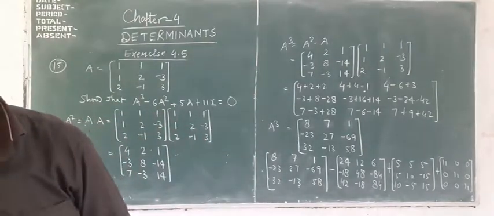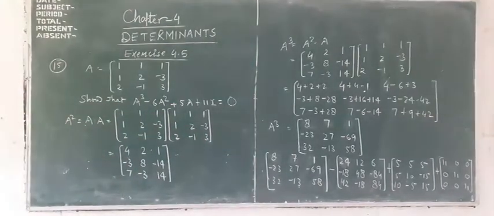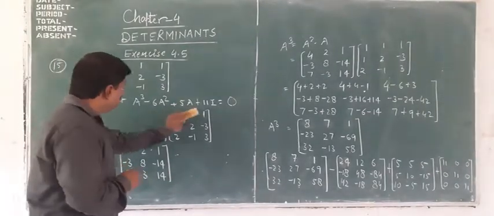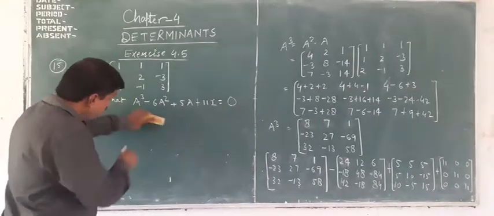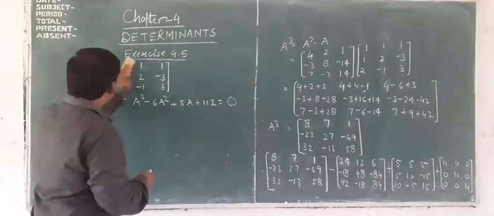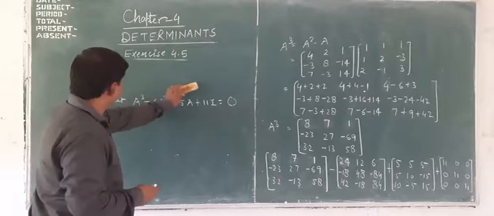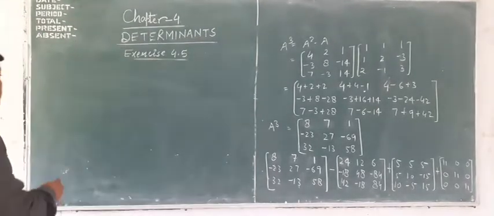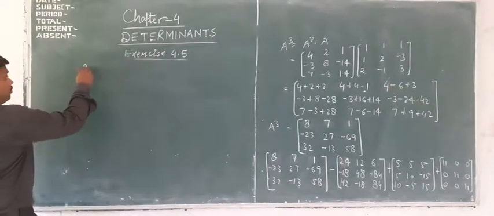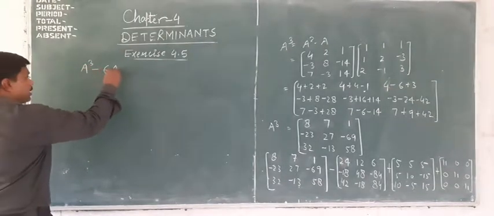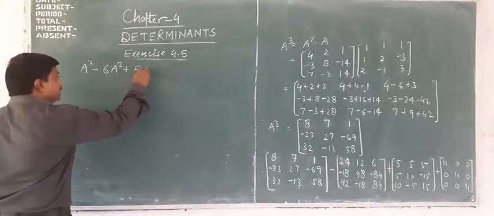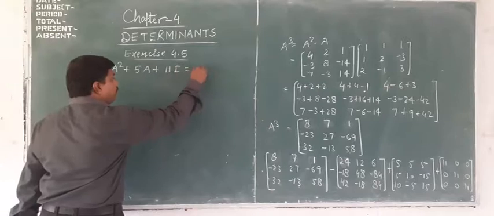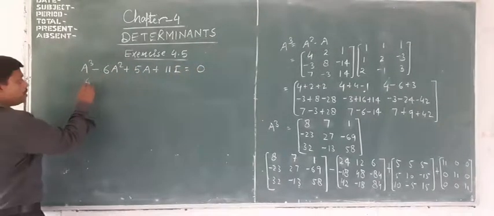Now with the help of this result we have to find A inverse. So how is it possible to find A inverse with the help of this result? We have A cube minus 6A square plus 5A plus 11I equal to O, where O means null matrix.